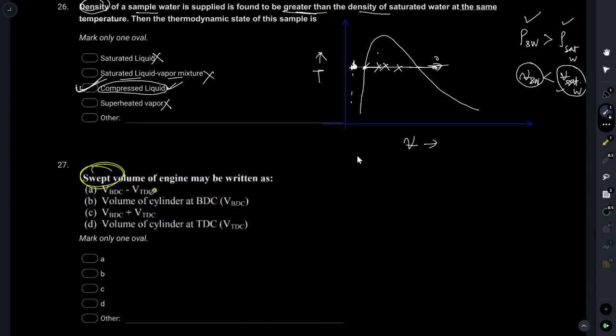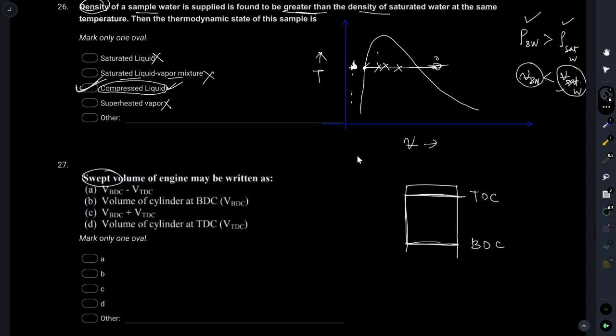So swept volume of engine may be written as what? So what is swept volume? If this is any cylinder, and this is TDC, and this is BDC, so swept volume is what? The displacement or the volume which is moved by the piston, right? Whatever amount of volume which is moved by the piston, that is the swept volume. That means this is the region where movement of the piston is occurring, right?